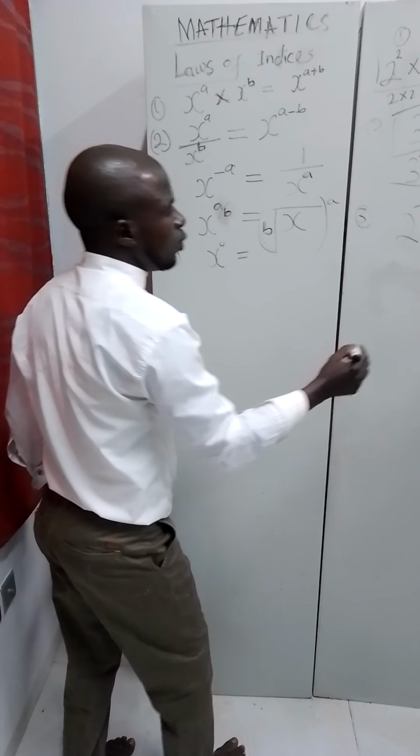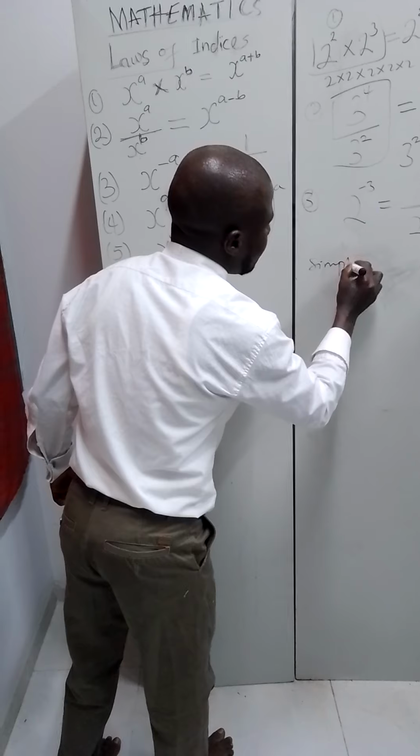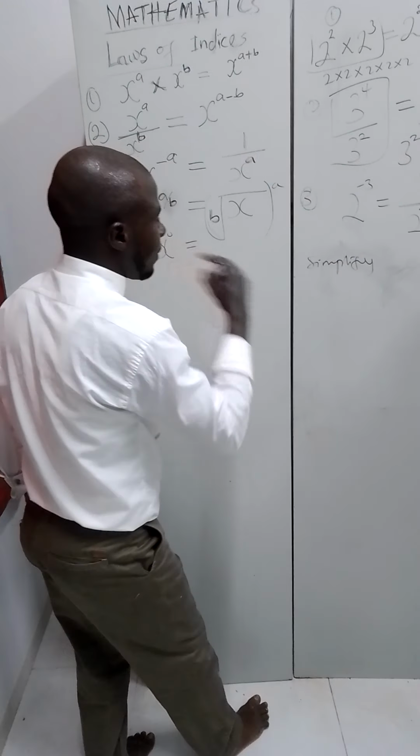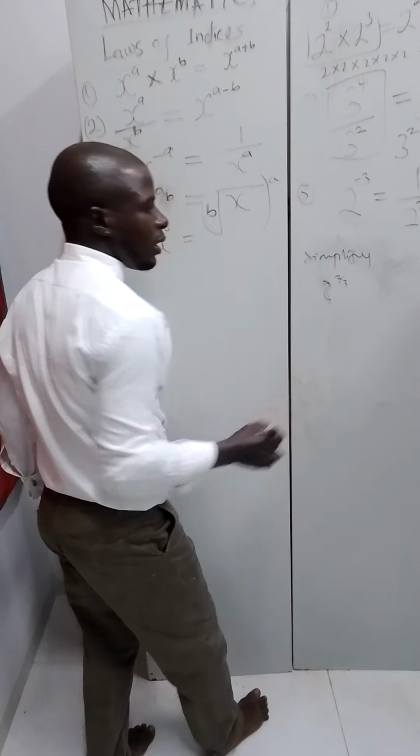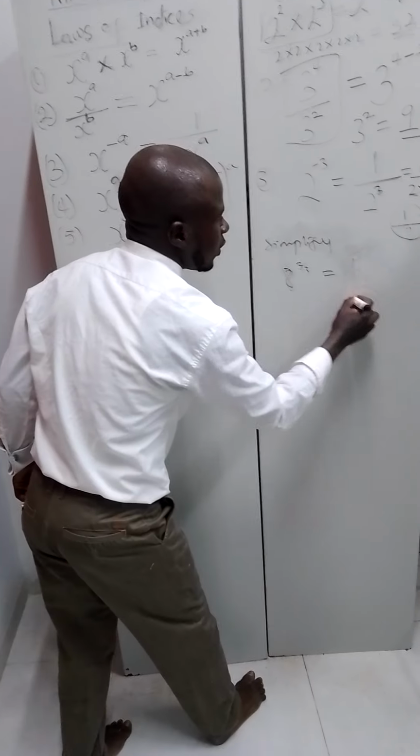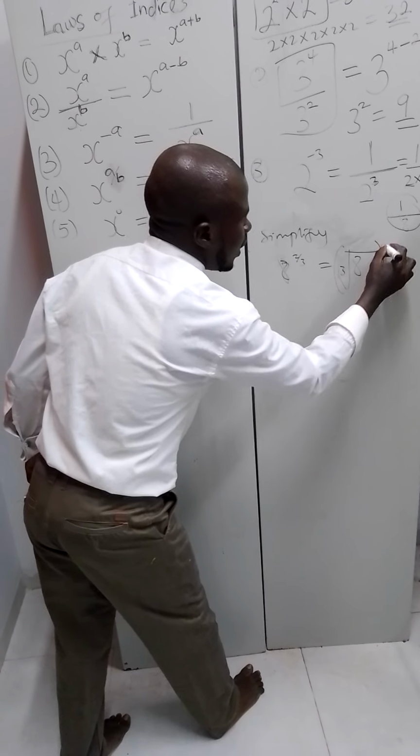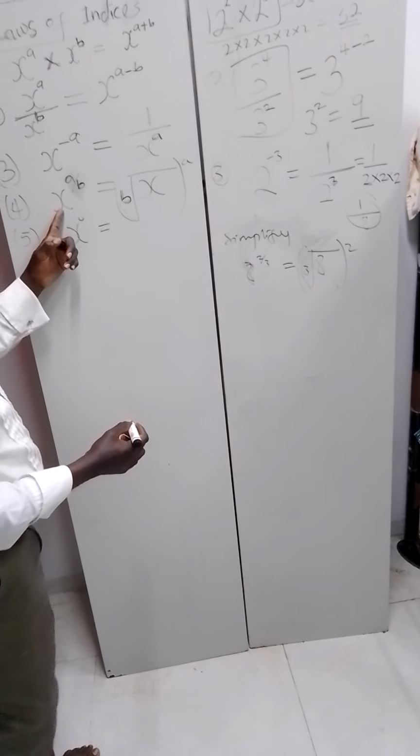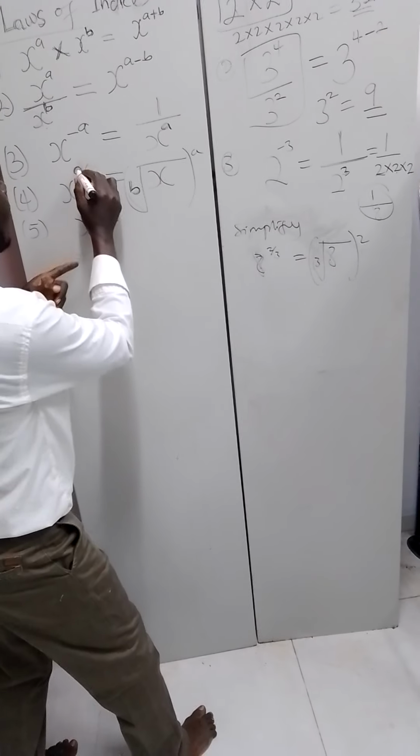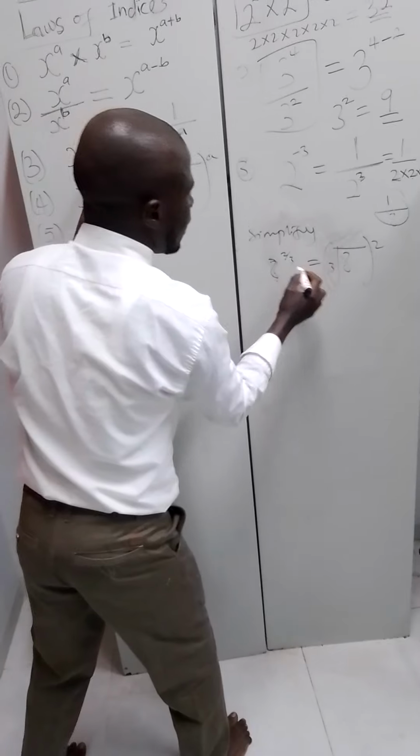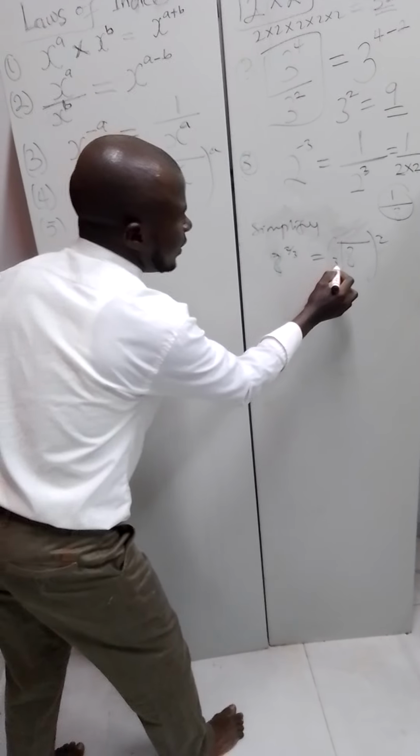Assuming we have something like this, we have simplify 8 raised to power 2 over 3. 8 raised to power 2 over 3. This one will give us, just look at it. 8 is here, 3 is here, then 2 is out. You can just relate x inside, 8 inside, a outside, 2 outside, then b inside here, 3 inside here.